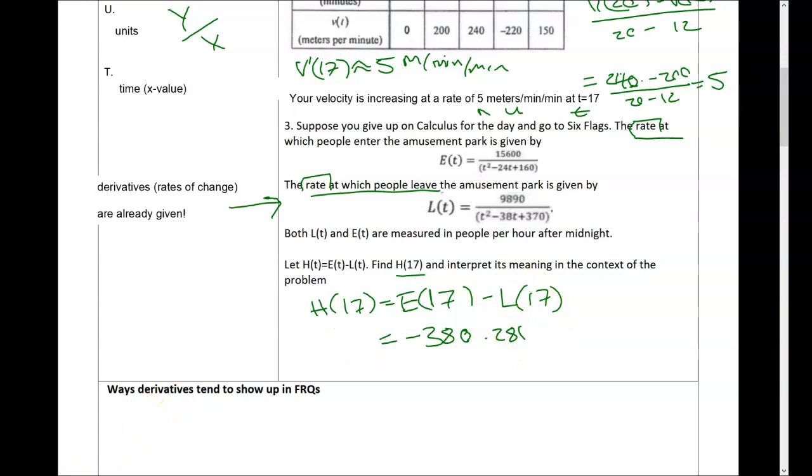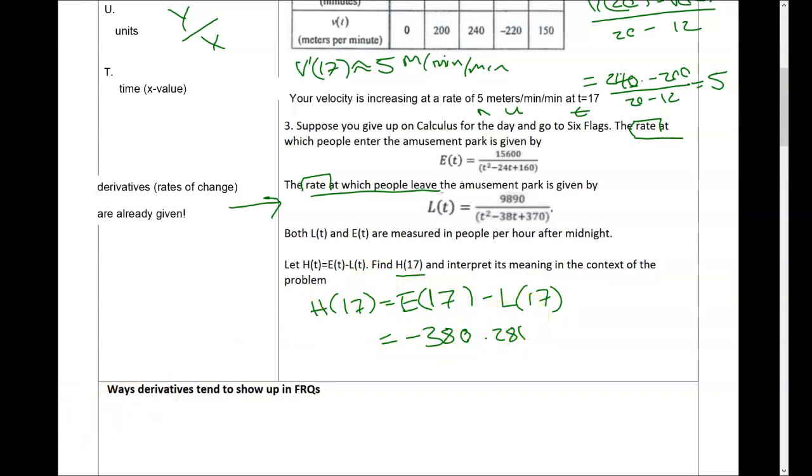Okay, now the interpretation is the trick. So my result was negative. This, by the way, is called a rate in, rate out problem because we have a rate people are entering and a rate people are leaving. We're going to study a lot more of these in the next section. So what I found is that this is negative. Well, h is the rate in minus the rate out. So this means people are leaving the park if this is negative, right? More people are leaving than are joining, so the number of people in the park is decreasing.